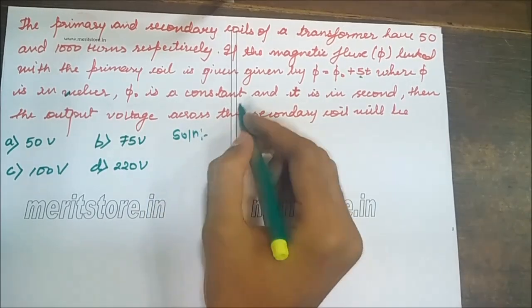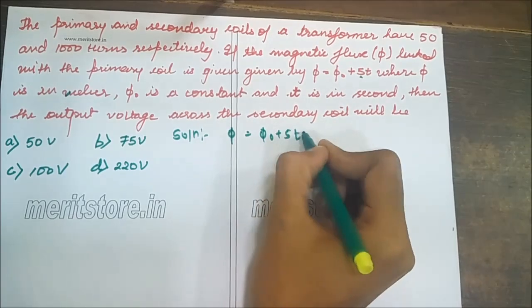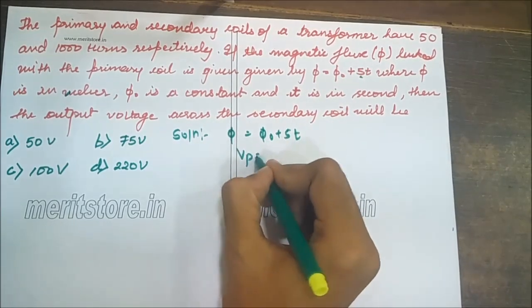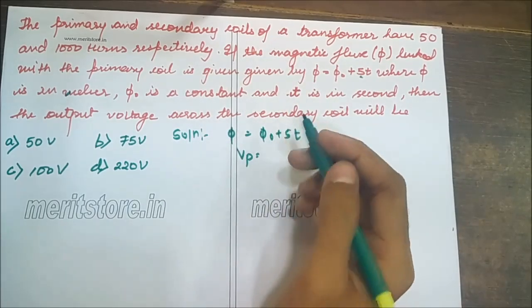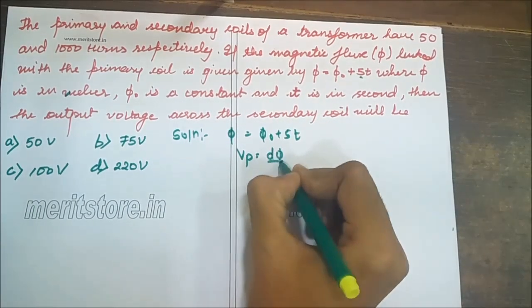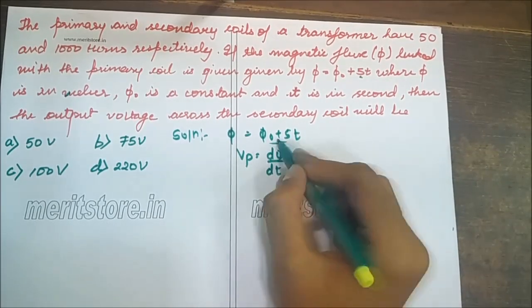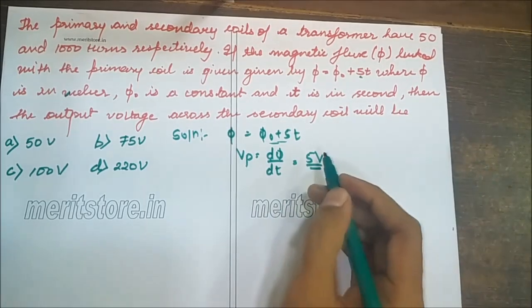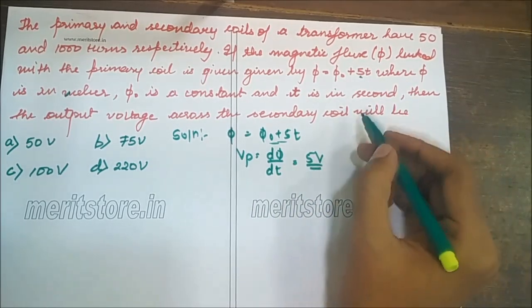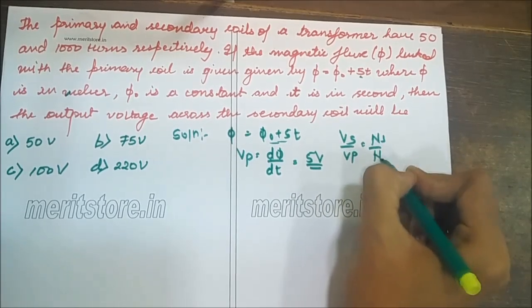So what we have is a relation, phi equals phi naught plus 5t, and the voltage across the primary will depend on the flux. So we differentiate this with respect to time, and we get 5 volts. And next we have the equation for the ideal transformer, that is Vs upon Vp is equal to Ns upon Np.